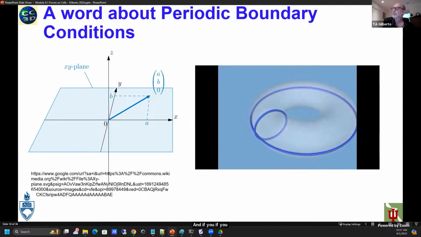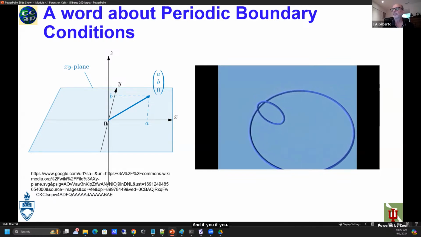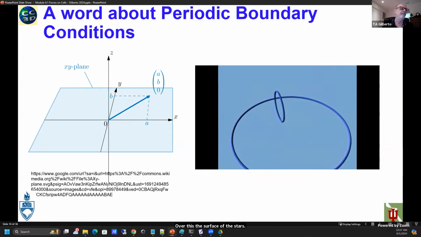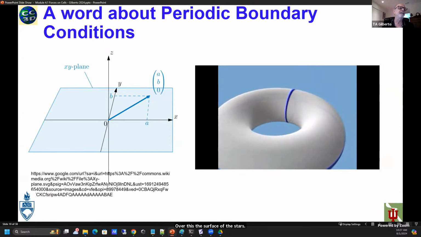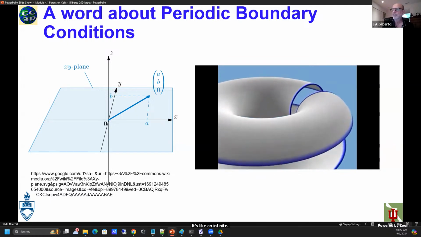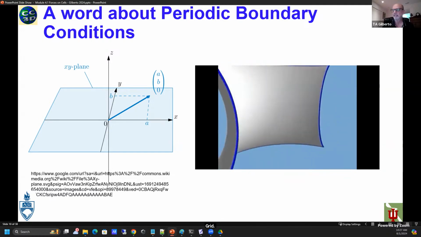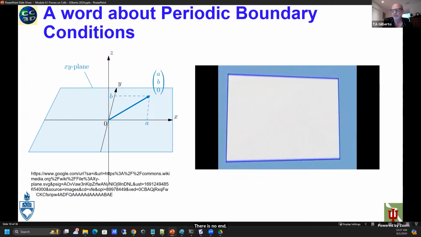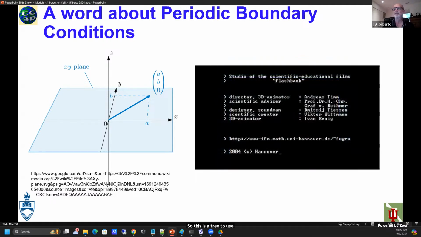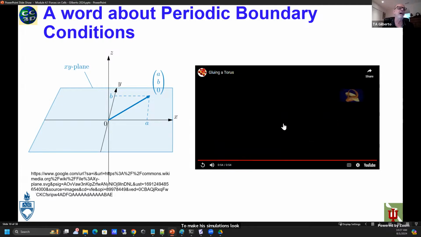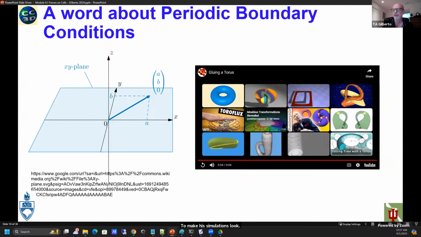If you put something to walk over the surface of this torus, it's like an infinite grid. There is no end. This is a trick you use to make simulations look big, because now you have an infinite space for your cell to walk. The cell will never find the end of the space. It will never stop.